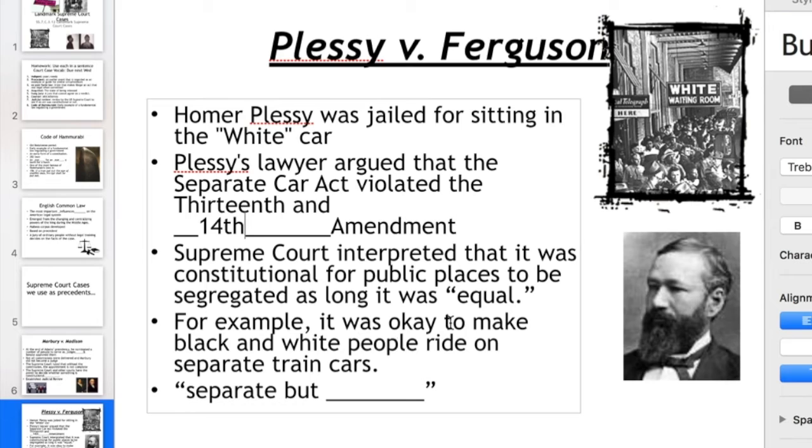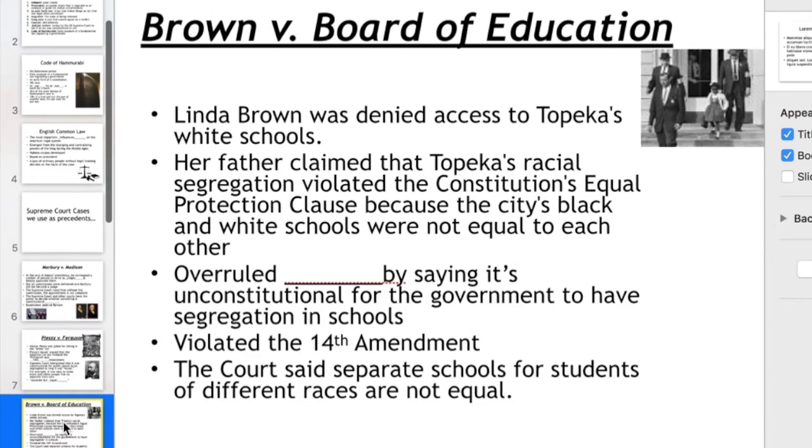For example, it was okay to make black and white people ride on separate train cars. So this is called separate but equal, okay? So Plessy v. Ferguson said that segregation, as long as it was separate but equal, they said that in this case, they said that it was okay. But we're going to see this case will get overruled by this one, the Brown versus Board of Education case.